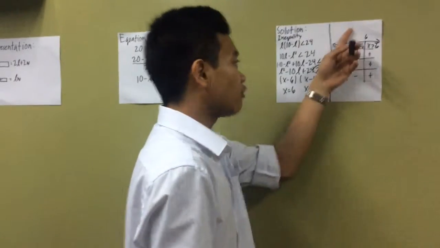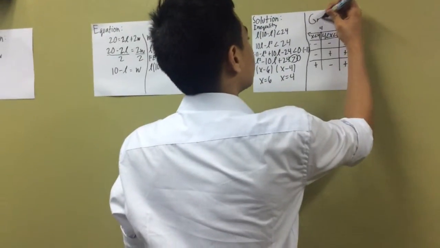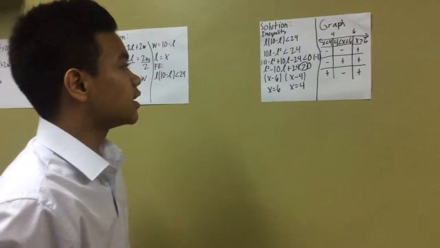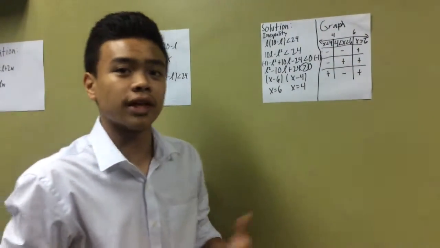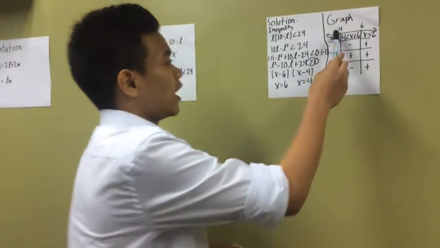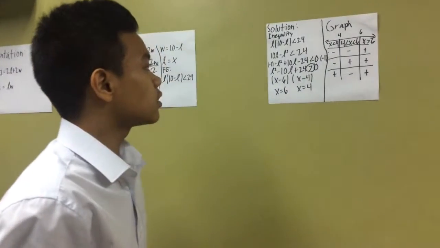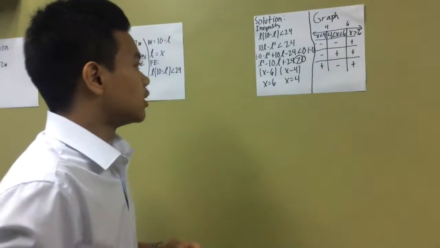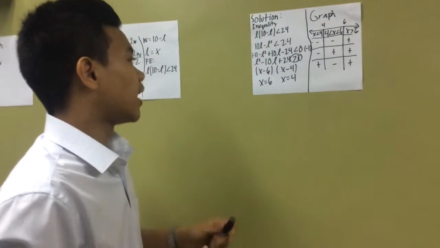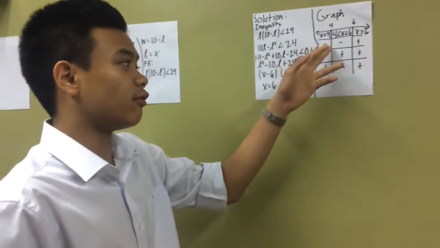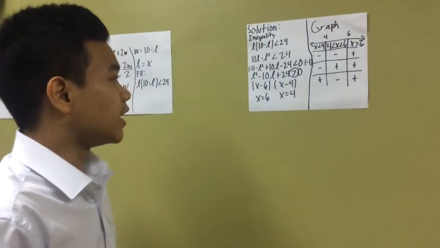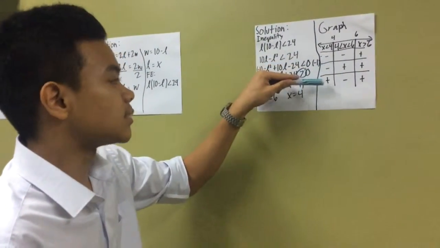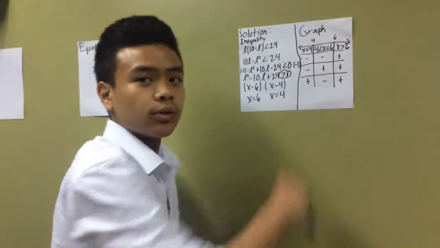Now in our graph, what we have to do here is basically just get the positive and negative signs so that we can get the solution set. So x here is less than 4. Get a number less than 4, let's say 3. So 3 minus 6, the sign will be negative. 3 minus 4 will still be negative, and negative times negative is positive. Same goes for the other regions when you do it.